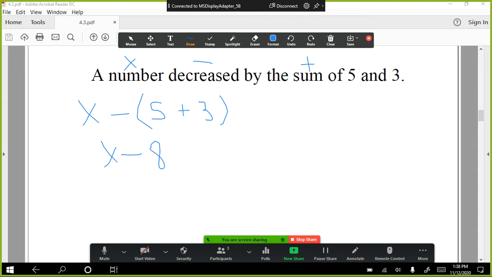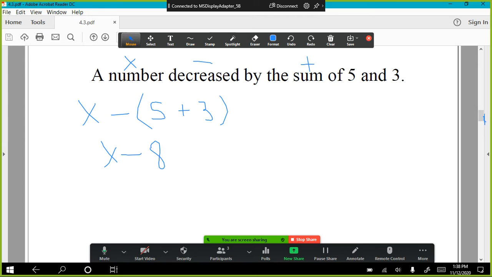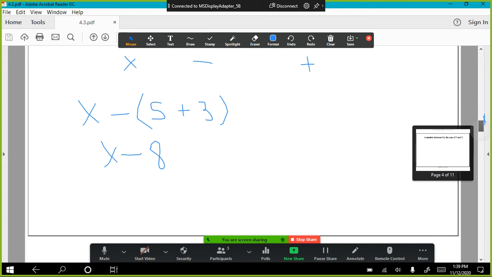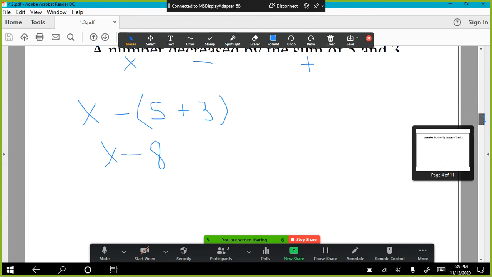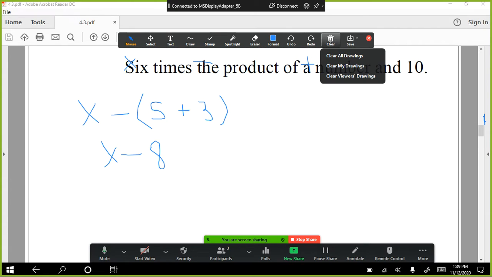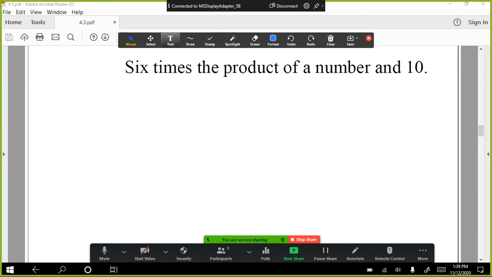All right. Here we go. Oh, I need a mouse. Six times the product of a number and 10. Let me clear this out. All right, 6 times the product of a number and 10. Times means multiply. Multiply.